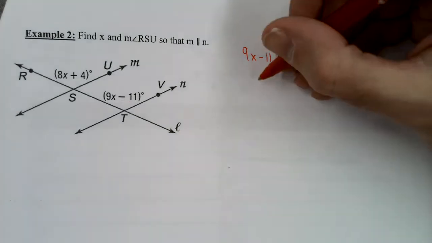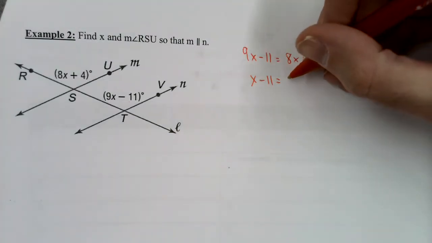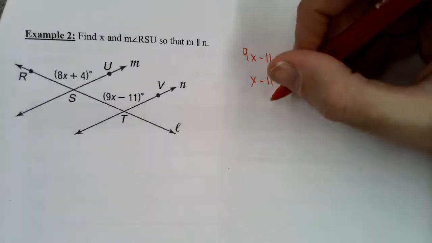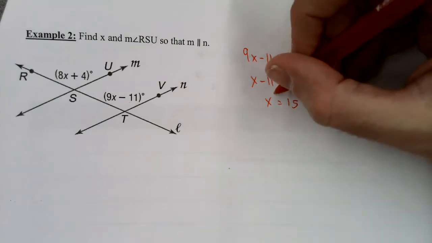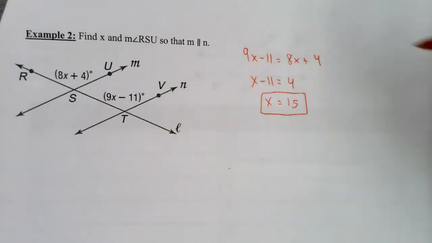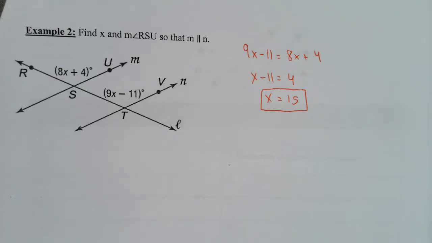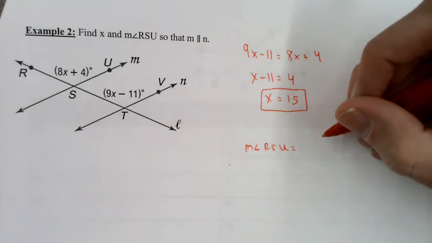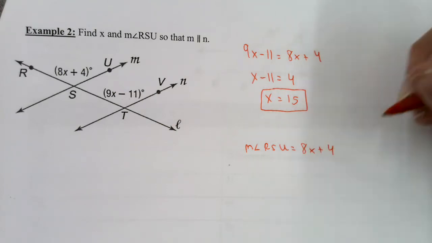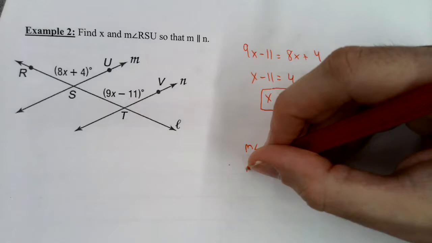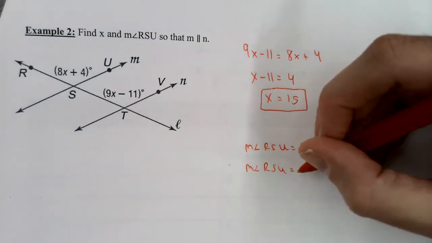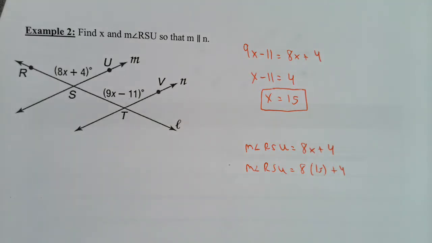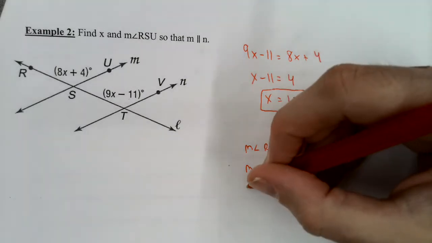So subtract 8x on each side. x minus 11 equals 4. Add 11 to each side, and you get x equals 15. And now let's find the measure of angle RSU. So the measure of angle RSU equals 8x plus 4. Substitute 8 times 15 plus 4. Okay. 8 times 15 is 120, plus 4 is 124 degrees.